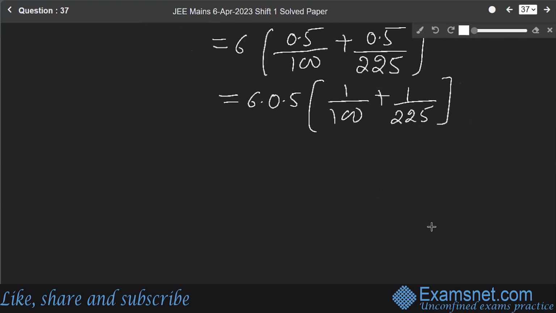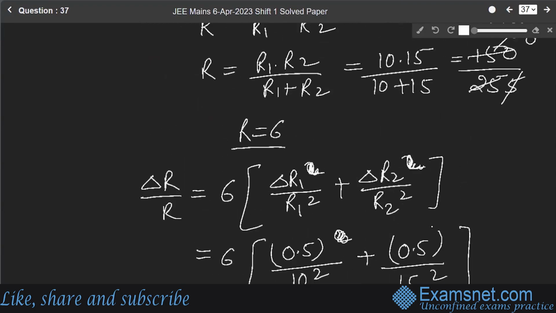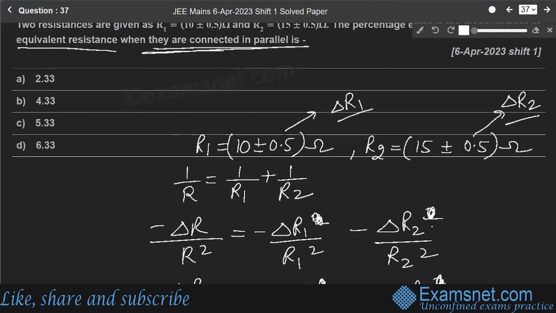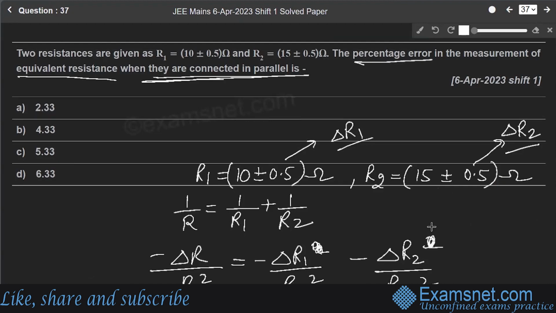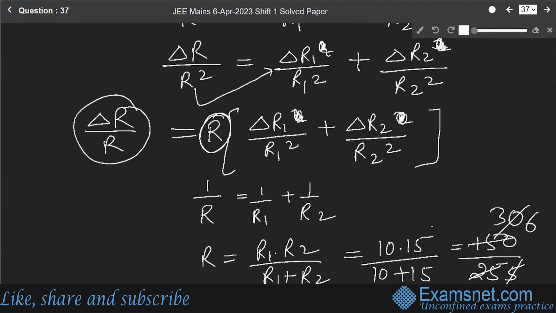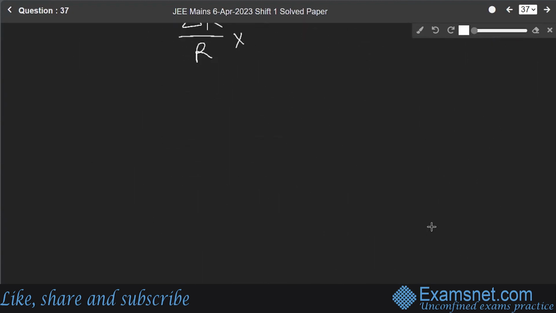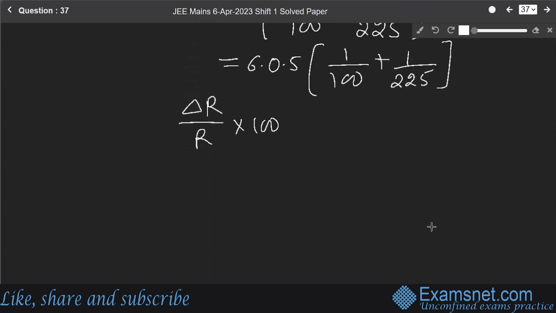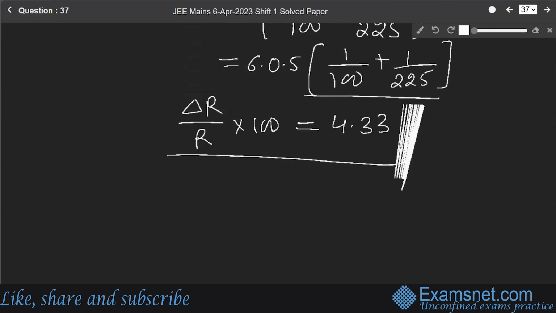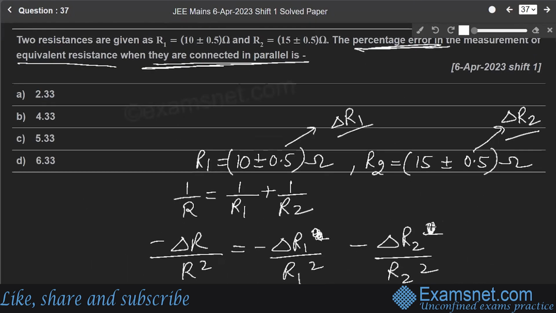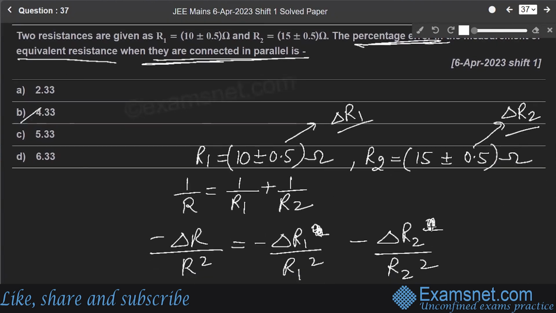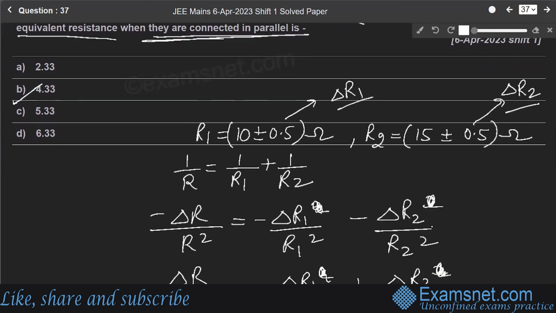So solving this, we get delta R over R, since we have to find the percentage error in this question. It is asking for the percentage error. So multiplying this with 100, and solving this, we get 4.33. So the correct answer is B, 4.33. Got it?